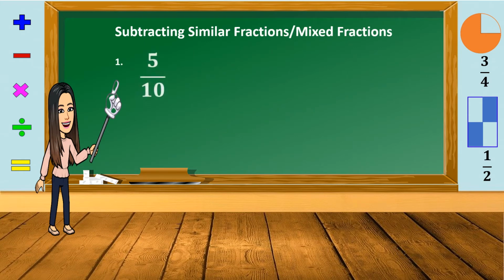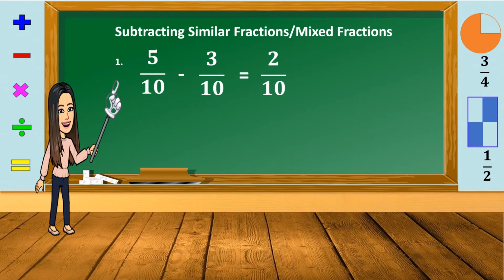So we have 5 over 10 minus 3 over 10. In subtracting similar fractions, we just subtract the numerators, then copy the common denominator. In these given fractions, the numerators are 5 and 3. So let us subtract 5 over 10 minus 3 over 10. The answer is 2 over 10.